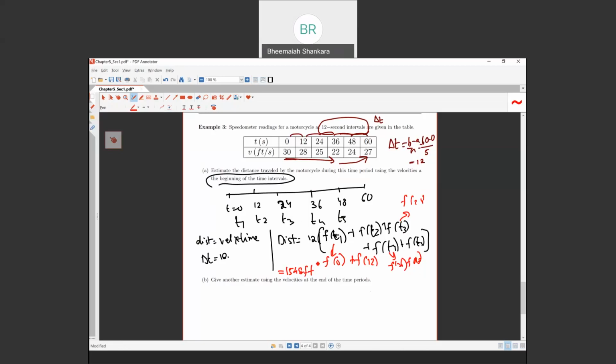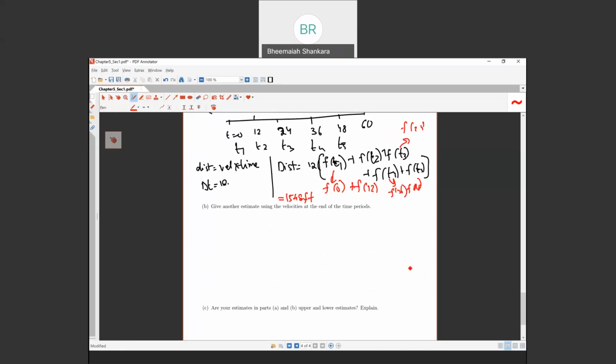In the next part of the question, you are asked to find one more estimate using the velocities at the end of the time points, which means at the rightmost point, you're going to leave out the first point. So I draw a number line t0, 12, 24, 36, 48, 60. This time I use the rightmost points, which means in this direction. So I neglect this point. And I'm going to name this as t1, t2, t3, t4, t5.